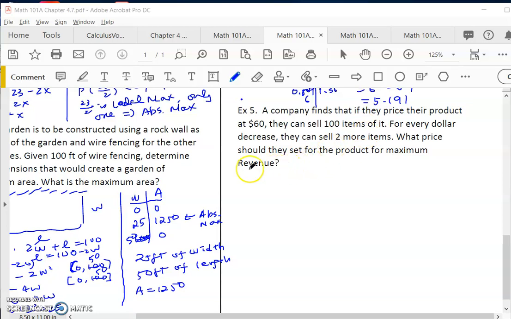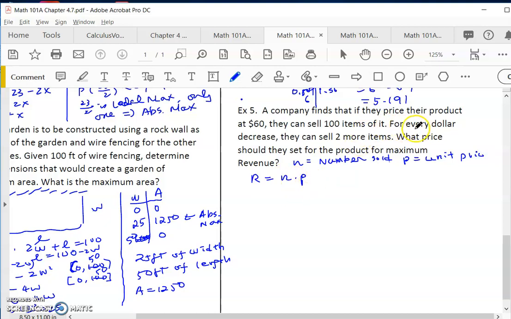We have to maximize revenue. Revenue is how much you sell times the unit price, right? So we'll write revenue is equal to the number that you're selling times price. N is the number sold. Right now they're selling 100 items when it is priced at $60. And price is the unit price. So if N is 100, then your price is 60.